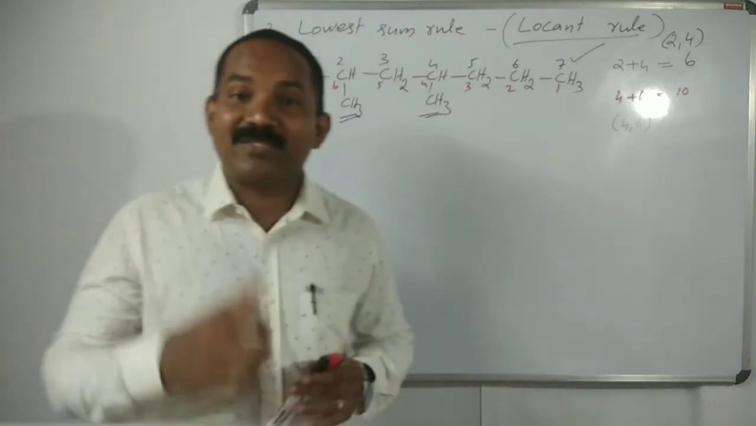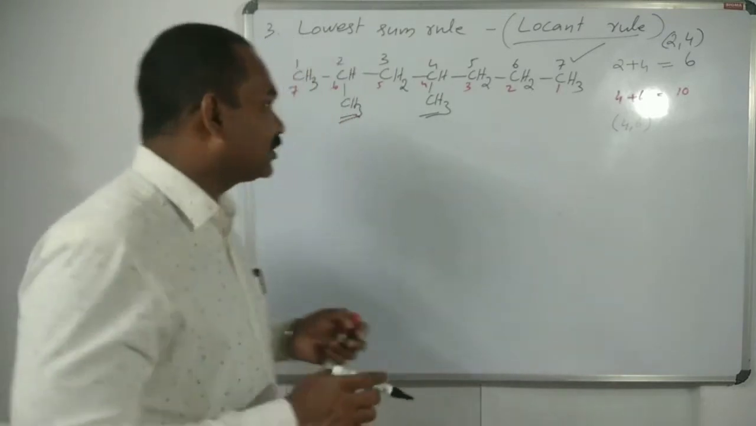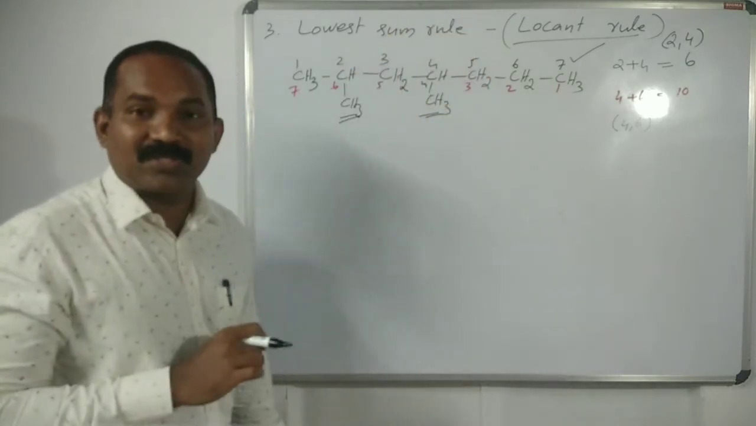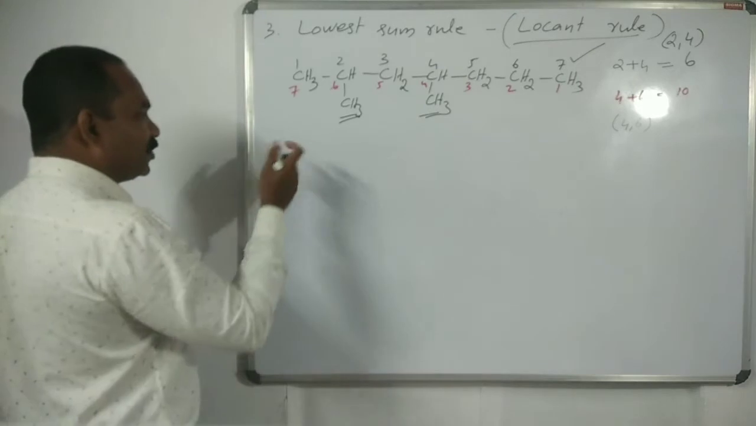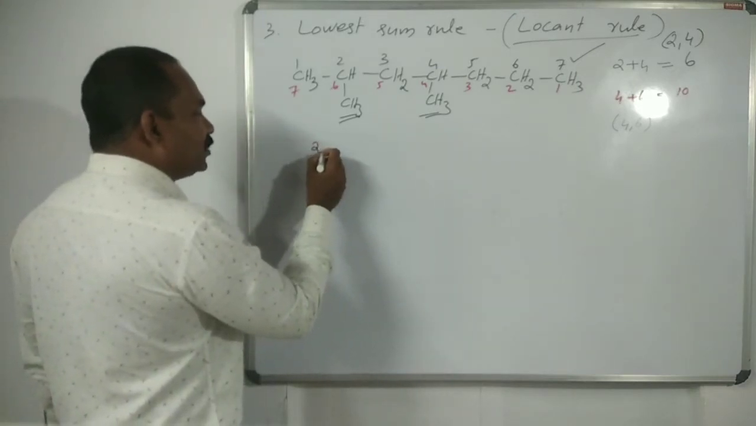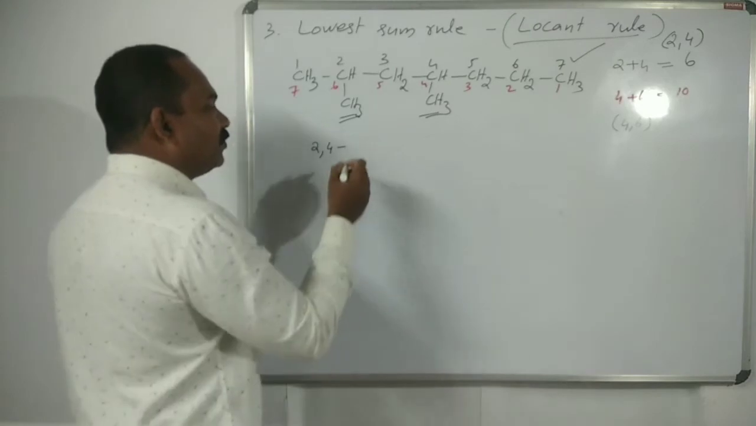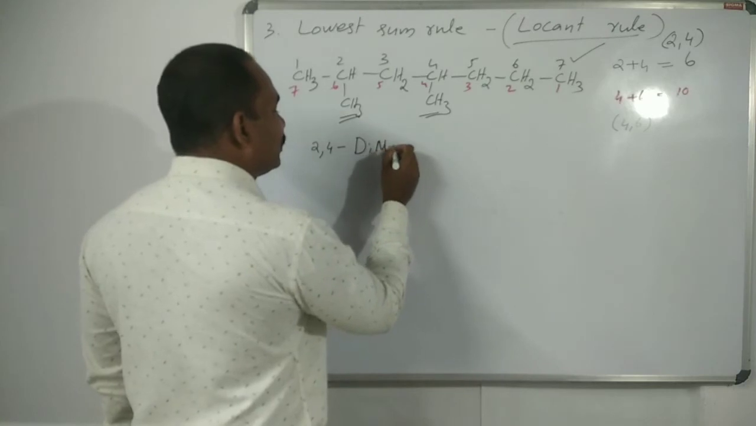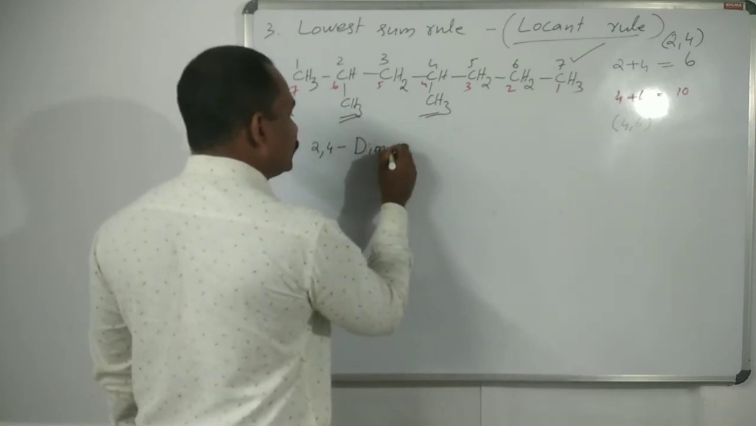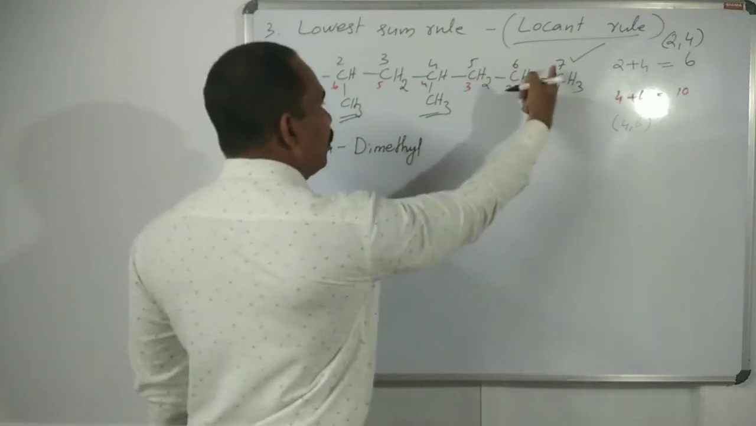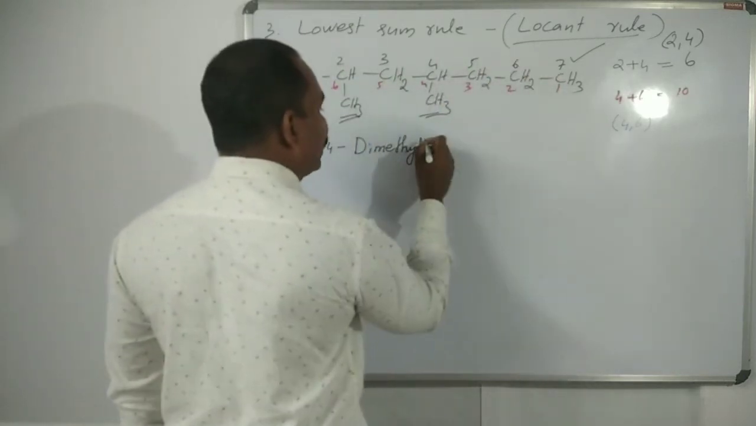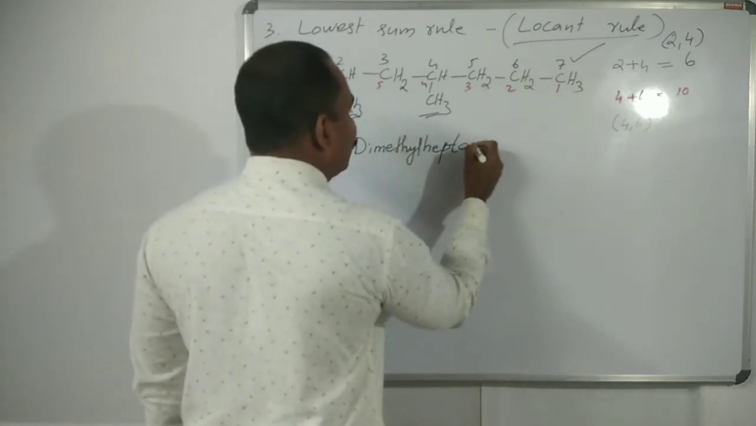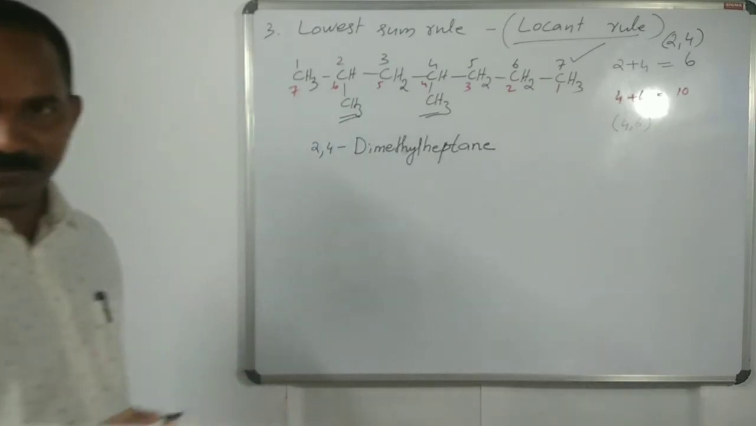Then what is the name of this compound? Can you say that? The second and the fourth positions contain two methyl groups. So we write 2, 4. Two methyl groups, that's why di is used: dimethyl. How many carbon atoms? 7 carbon atoms. So the word root is hept. All the bonds are single bonds, so heptane.